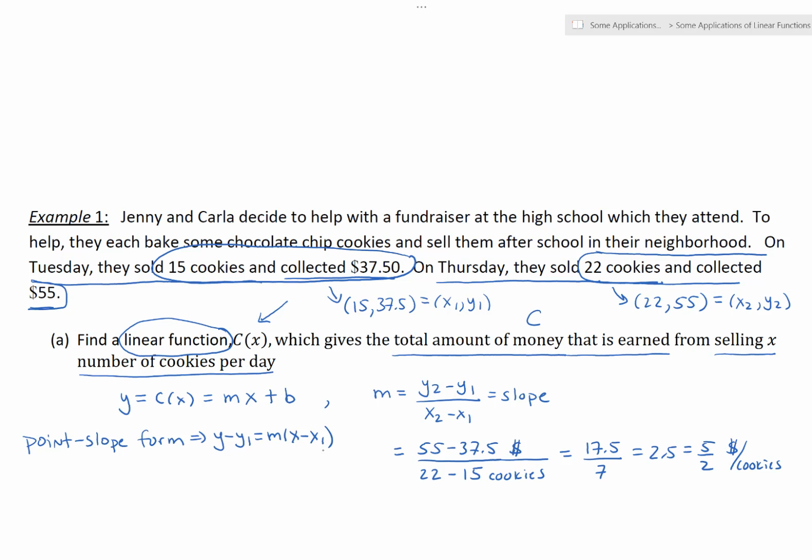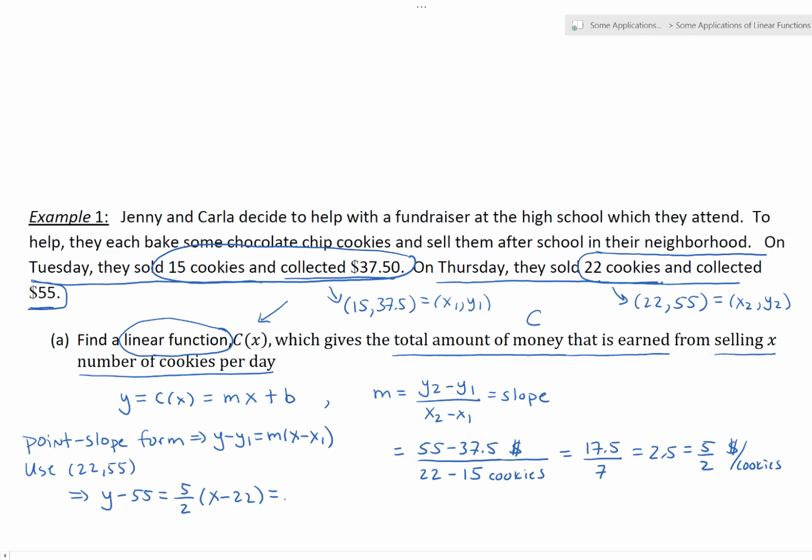So we'll just pick whatever one we want. How about let's pick the ordered pair (22, 55), since there's no decimals. So let's use 22 comma 55 and we'll plug it in. What do we get? y minus the output, 55, is the slope, 5/2, times x minus that input value, 22.